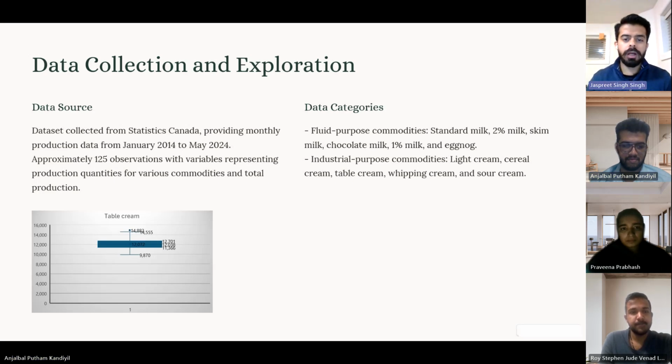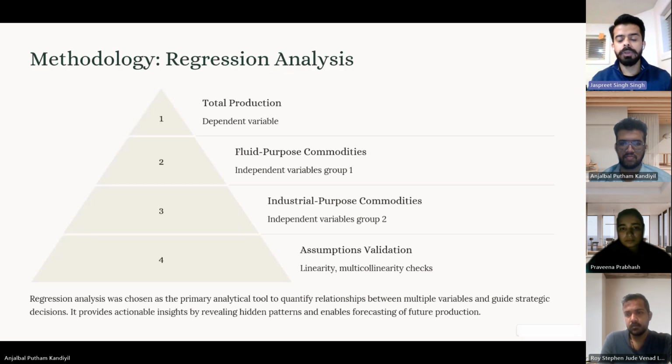So we categorized the data into fluid purpose and industrial purpose commodities, and we used regression analysis as our primary tool. The dependent variable was total production, while independent variables were grouped into two categories, and assumptions of linearity and multicollinearity were tested, ensuring model validity. Let's now explore the results.